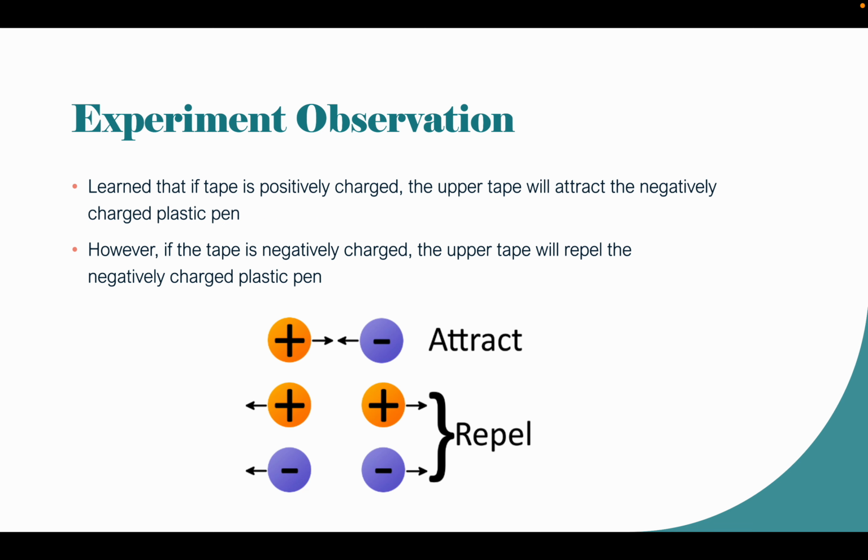The next aspect of this experiment included monitoring the interactions between the tape charge and the charged plastic pen. I learned that if the tape is positively charged, then it's going to attract the negatively charged pen. And on the flip side, if the tape is negatively charged, it will repel the pen. And this visual down here encapsulates how two charged particles, whatever combination they may be, would interact with each other.